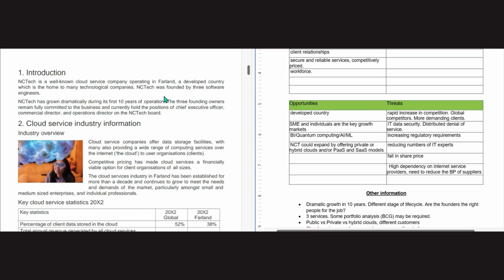Now, some of you might say, well, isn't that a strength? Well, it doesn't really matter. You can put it in the strength box if you like. It doesn't matter, okay? The important thing is that we're getting key information out and putting it onto one document.